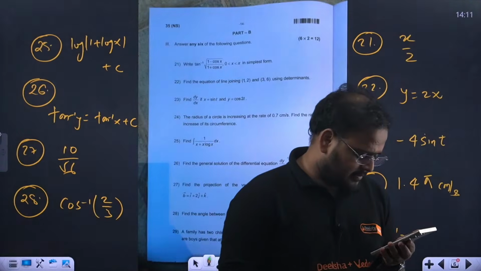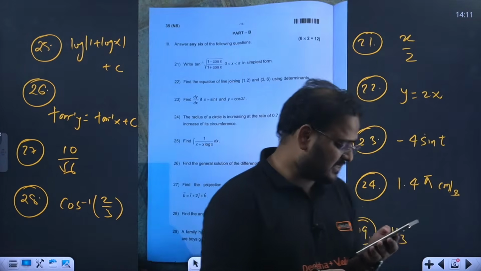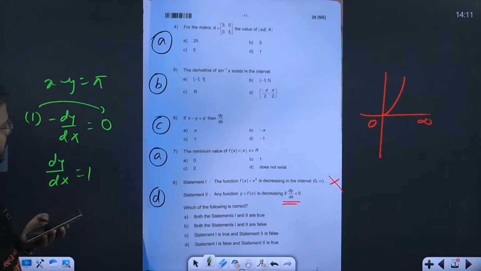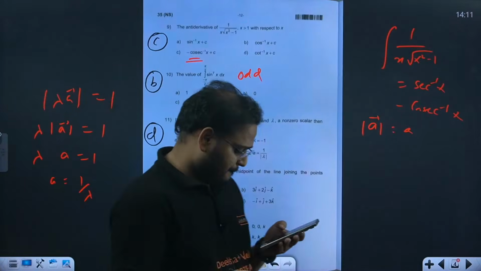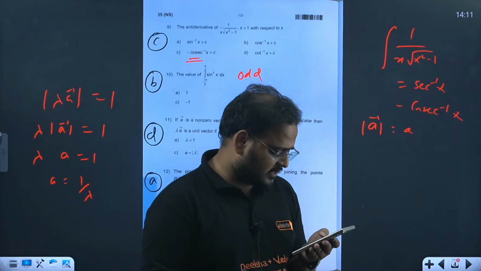Vaishu, difficult? I hope not. 6 is C. 6 is C only, right? Yeah, 6 is C only, correct. Pi, if you differentiate, it will become 0, right? That's why, it is a constant, so 0.